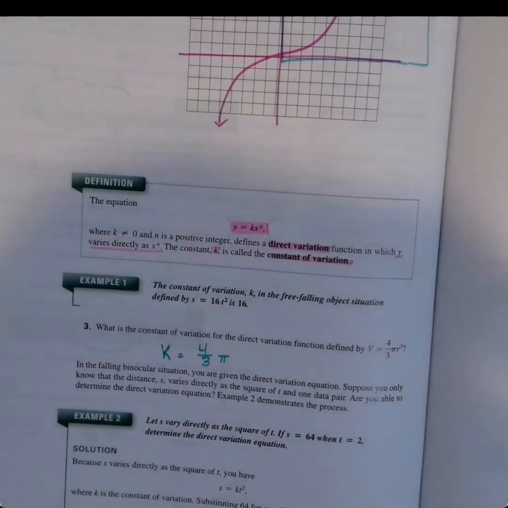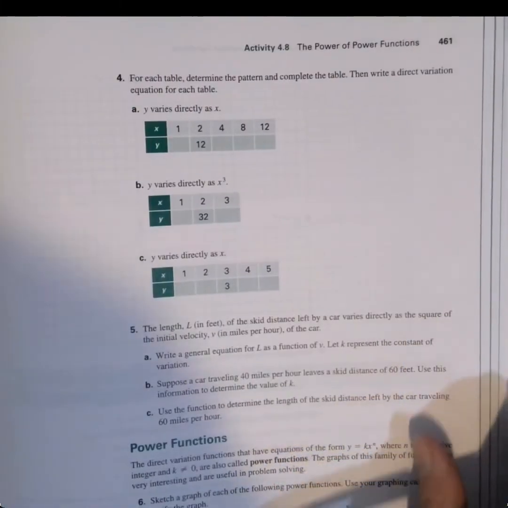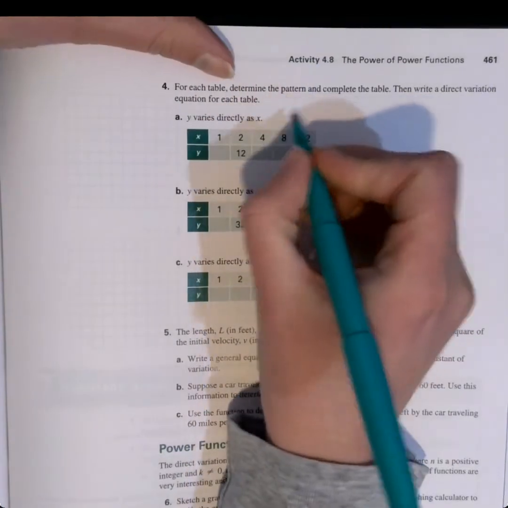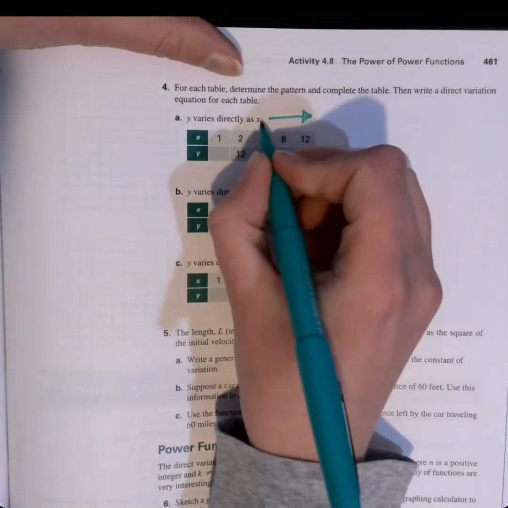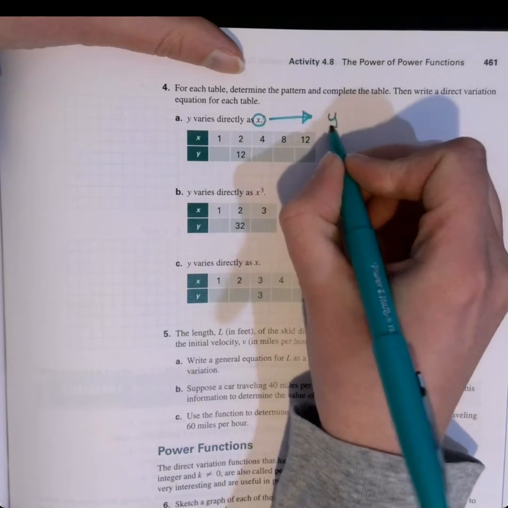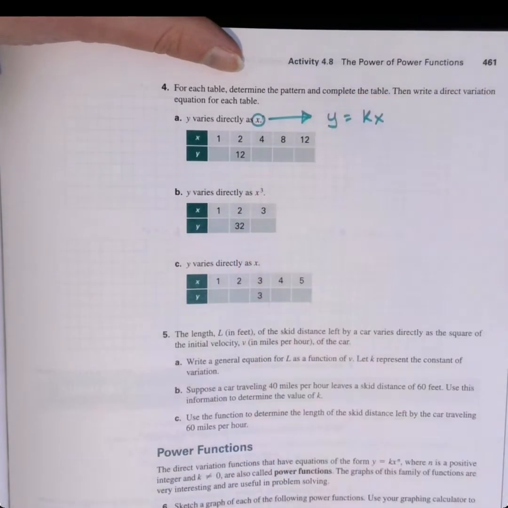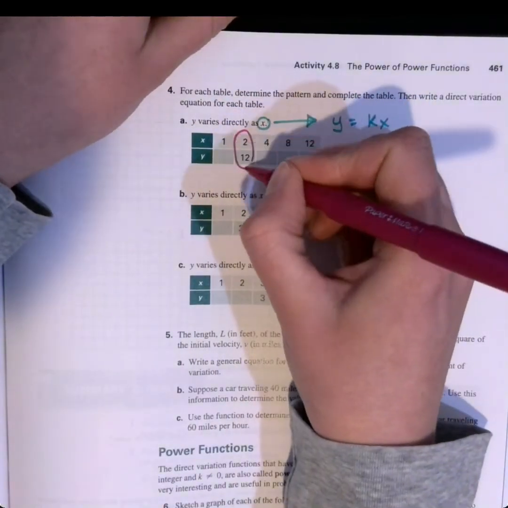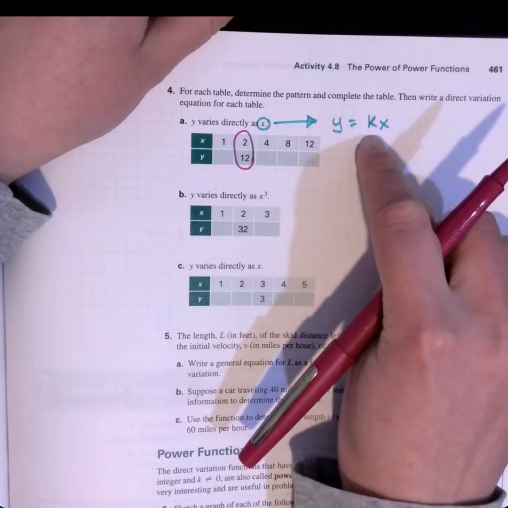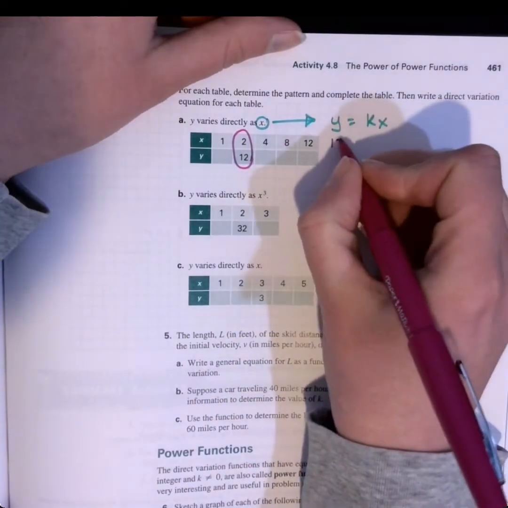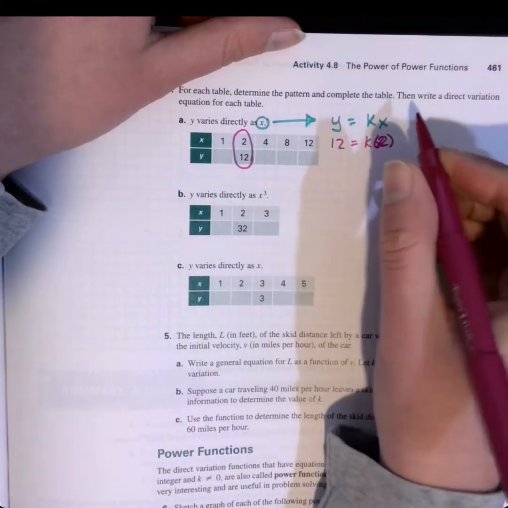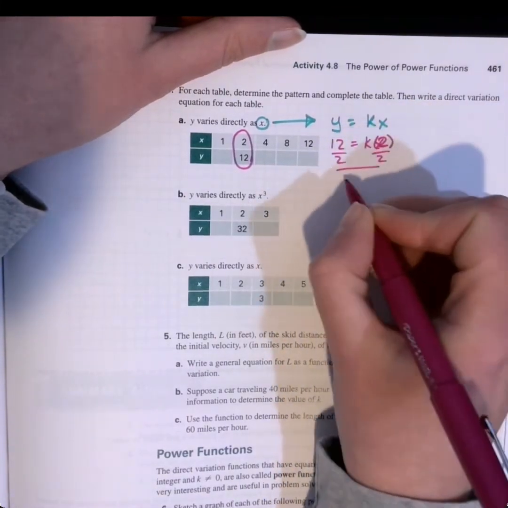So moving to our next page, there's an example you can read through on the bottom, and we go on to number 4 here. For each table, determine the pattern and complete the table. First of all, it says that y varies directly as x, not as x squared, just as x. So that means that y equals k times x. I don't know k yet, though, but because I have this ordered pair of x and y values, I can plug those in for x and y and solve for k. So I know that 12 is equal to k times 2. And if I divide both sides by 2, I can identify that k is equal to 6.